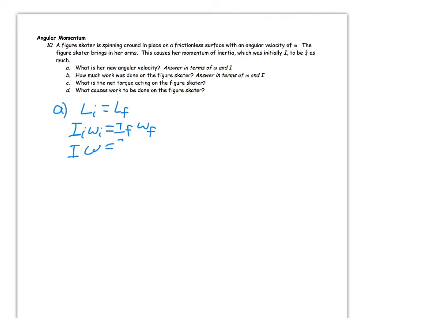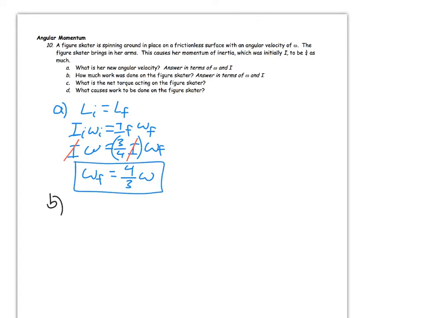After she pulls her arms in, her moment of inertia is now 3/4 I, and we want to solve for that final angular speed. The I's, of course, cancel out here, and we find that our final angular speed is going to be 4/3 times her initial angular speed.